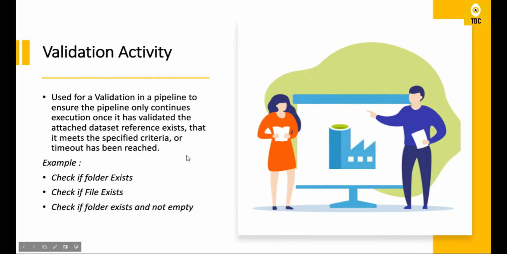So the validation activity is basically used for validation in the pipeline, to ensure that the pipeline only continues to execute once it has validated that the attached dataset reference exists. That means the reference can be anything here.